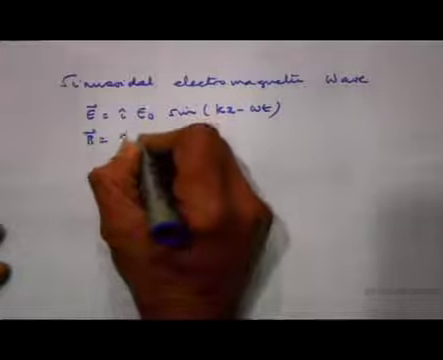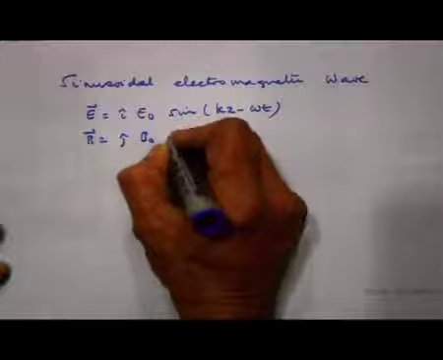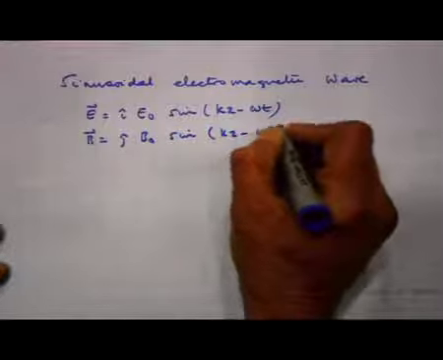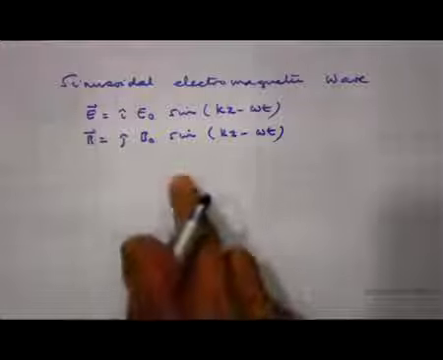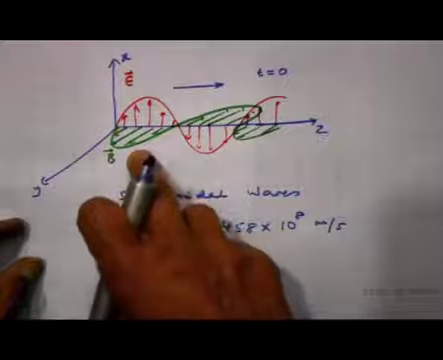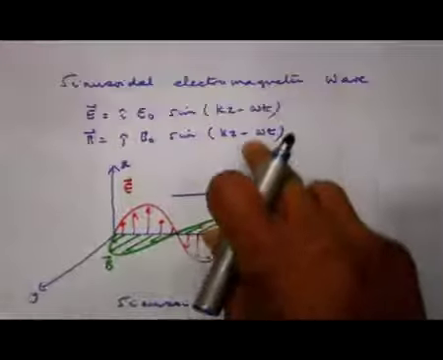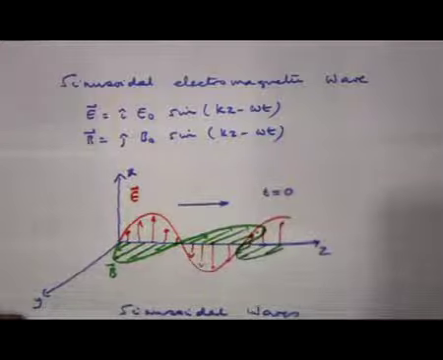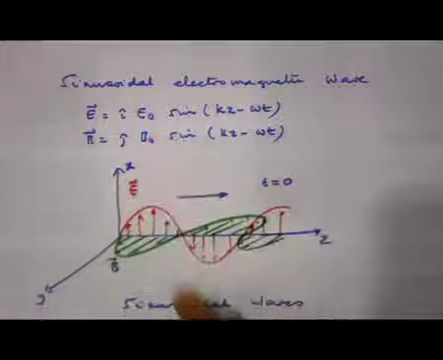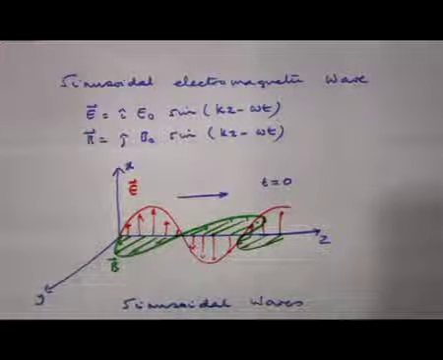j cap some magnitude B naught sin(kz minus omega t). So, as you can see here, I am using the same sine function as the electric field, and that is because electric and magnetic fields are in phase. Both of them are represented by the same sine function sin(kz minus omega t), and their magnitudes are E naught and B naught, and the directions are i cap and j cap.